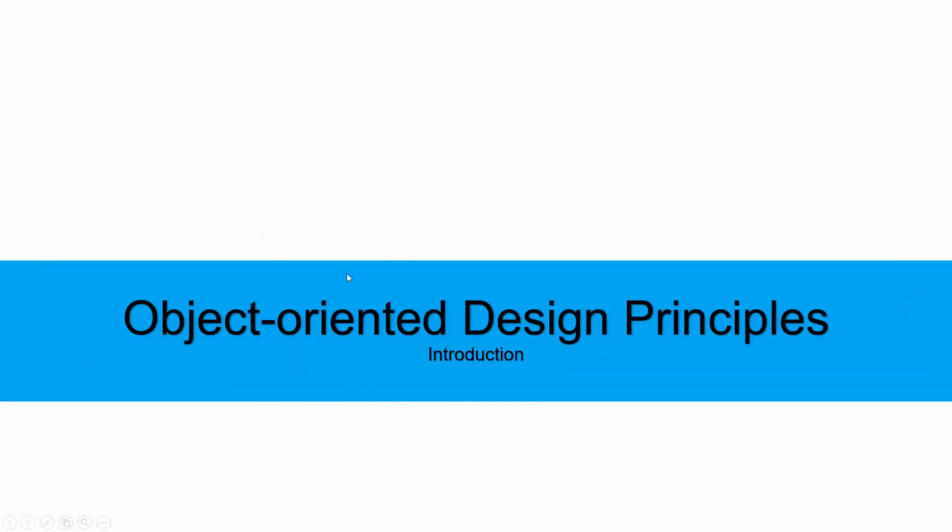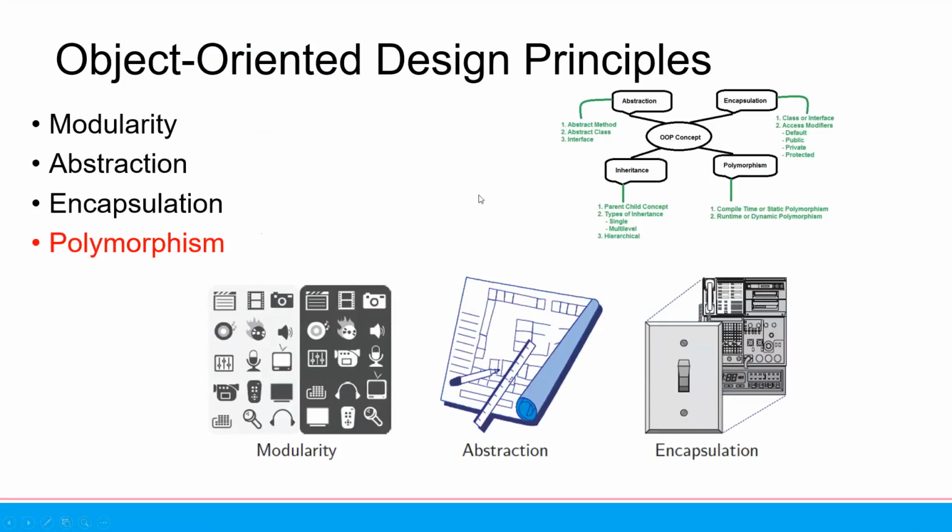Now we are going to discuss a little bit about the object-oriented design principles. When we learn about OOP, or object-oriented programming, we need to understand the design principles. The first principle is modularity. The second principle is abstraction. The third principle is encapsulation. And there's another concept we call polymorphism, but maybe I will not discuss polymorphism in more detail.